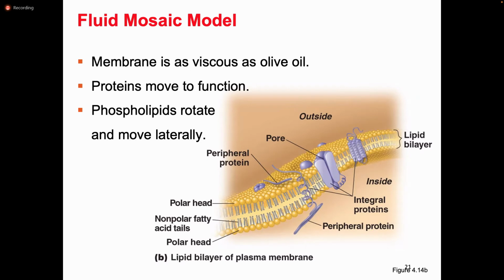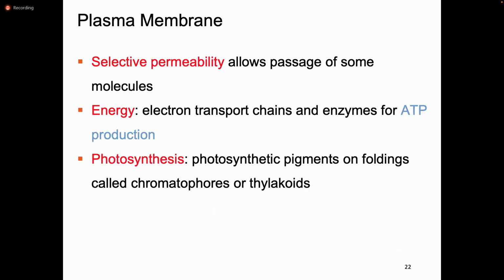So the plasma membrane serves many functions, and these functions are very important for the living of the bacteria. I'm proposing 3 main functions to explain. First is selective permeability. Second is energy. And the third is photosynthesis. For photosynthesis to work, it relies on the lipid of the chromatophores, the plastid, or the thylakoid of the chloroplast.